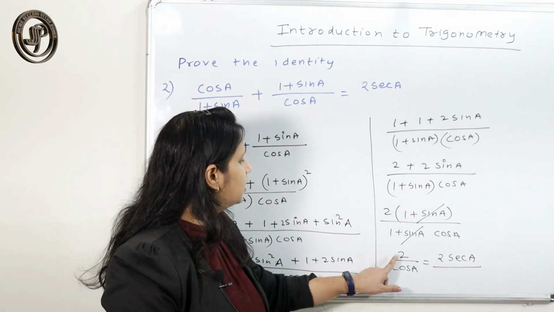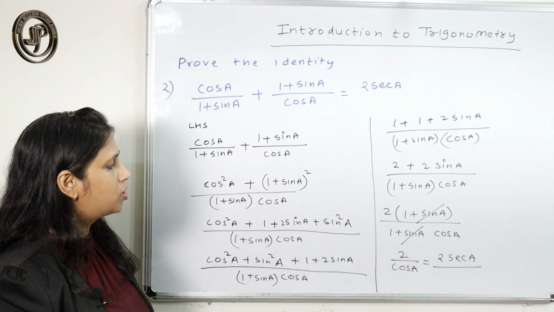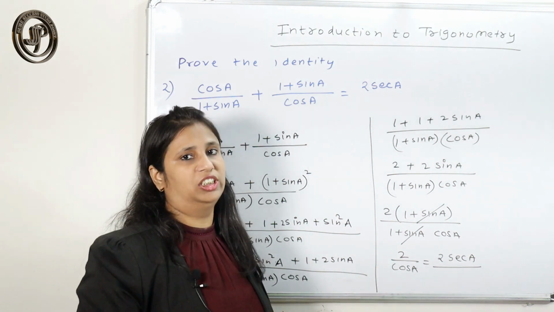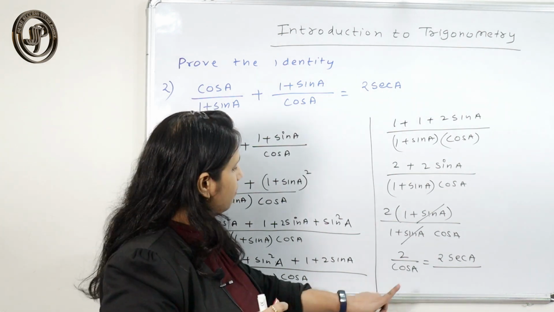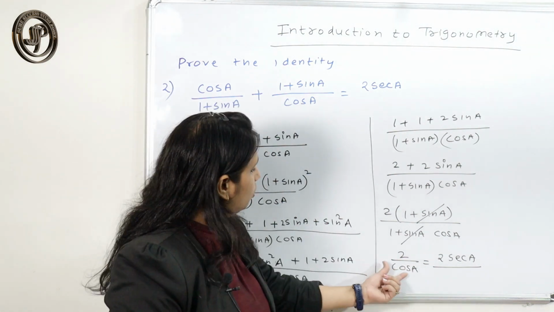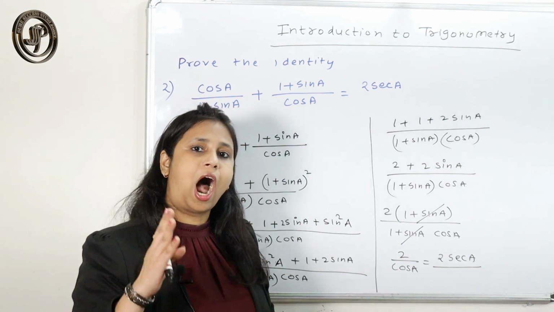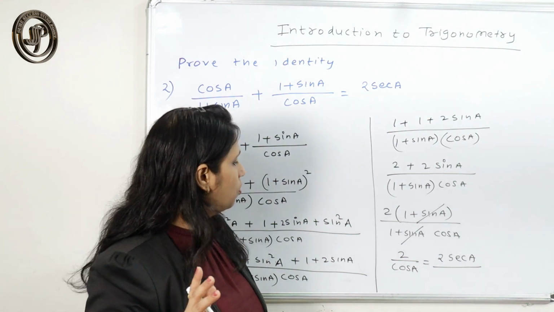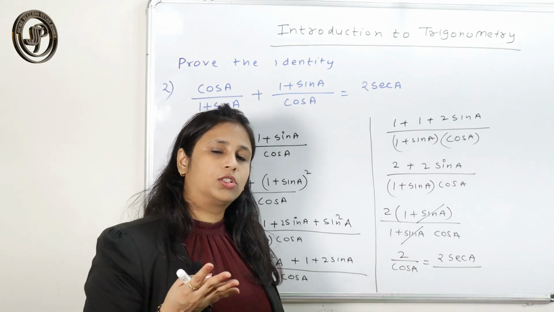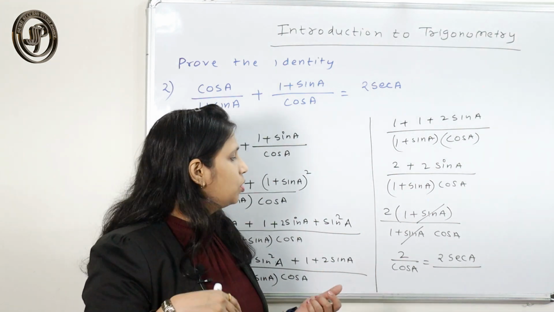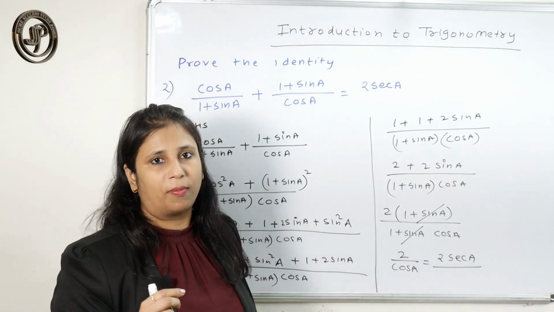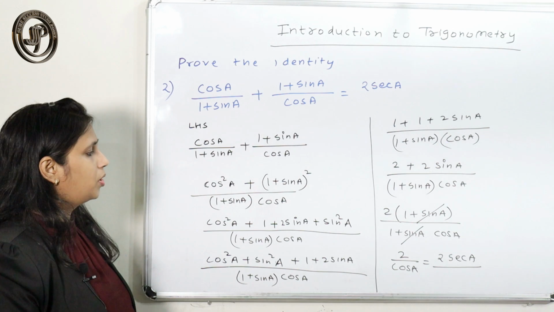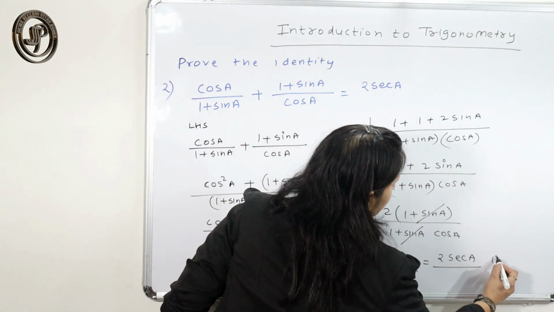How can I write 2 upon cos A as 2 sec A? Because I know that 1 upon cos can be written as sec. And why have I converted? Because it is the simplified version. After simplification, the third step that I need to follow is to convert the sine cos form into the rest of the identities form, like cosec, sec, cot form. So that is my RHS.